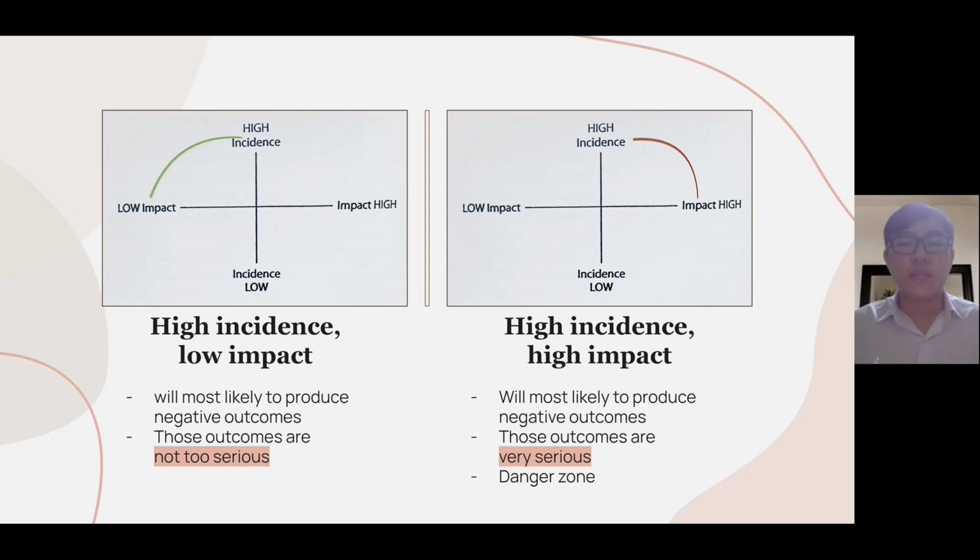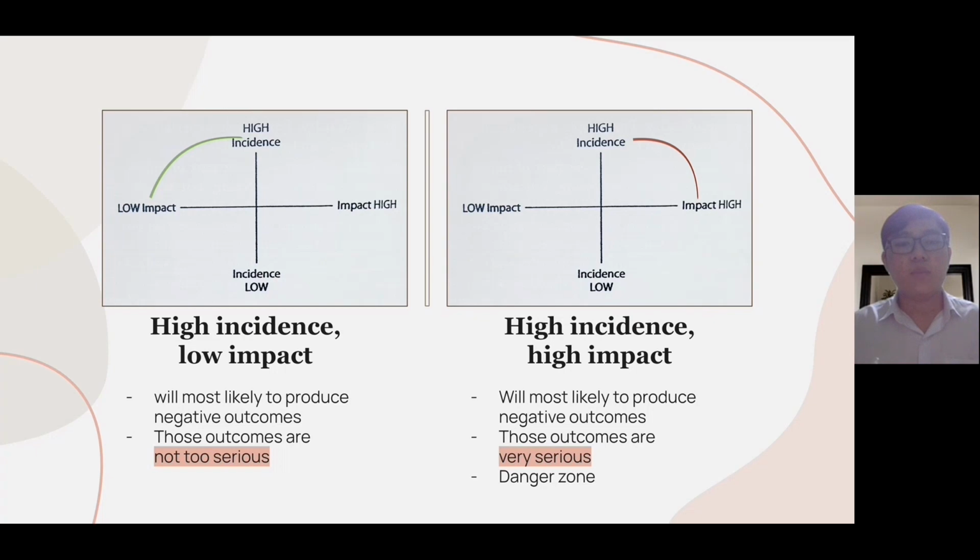The second one is the one with high incidence with high impact. This one is considered to be the most dangerous one. The reason is that the incidence is really high, which means that the danger that you fear will definitely happen. And in contrast to the last one, this one is also really impactful. The impact is really high, which means that danger is going to be really serious and really damaging. That is why we call it the danger zone. With this one, you should think of ways to reduce both the incidence and the impact of it.